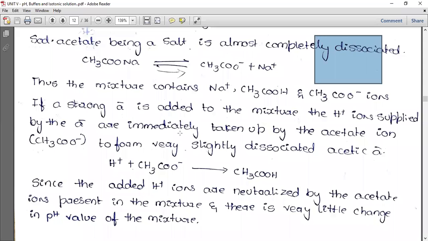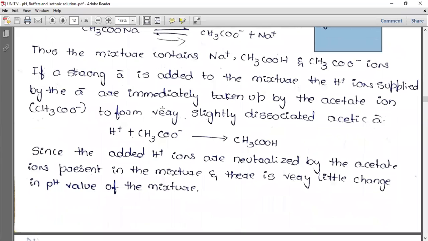Understood? Okay. So this was the case if we add H plus ions, which are taken by the acetate ion to neutralize it to form acetic acid. Acetic acid, being a weak acid, slowly dissociates, so there is not much change in pH. Clear? This is when we add H plus ions, or indirectly an acid.